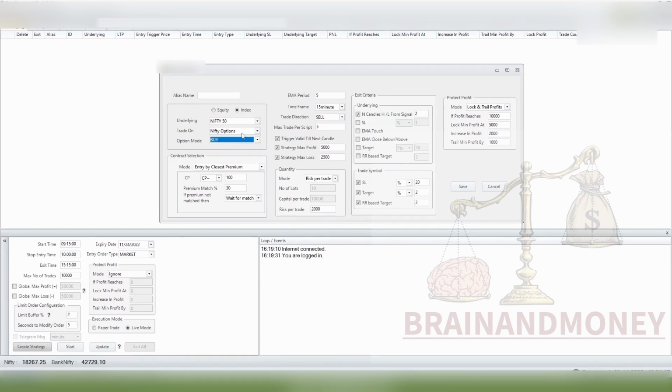So likewise, you can set the option buy mode for Nifty or Banknifty. Currently Nifty options are not added. Once the liquidity is enough, we will add Nifty as well, right?